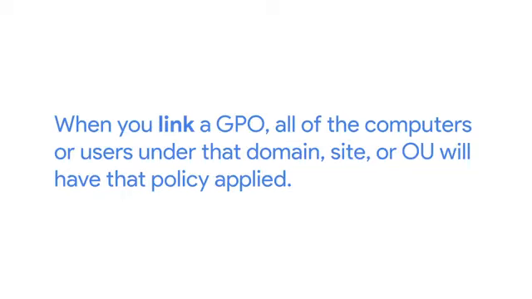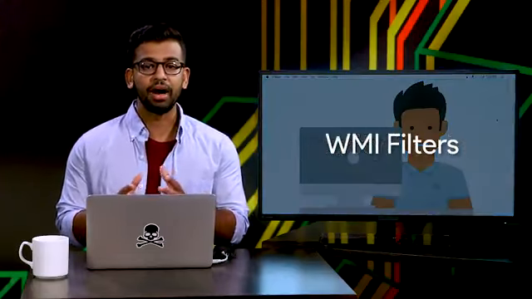You can create as many group policy objects as you want, but they don't do anything until they're linked to domains, sites, or OUs. When you link a GPO, all of the computers or users under that domain, site, or OU will have that policy applied. You can use other tools like security filtering and WMI filters to make group policies apply more selectively. We'll get into that a bit.